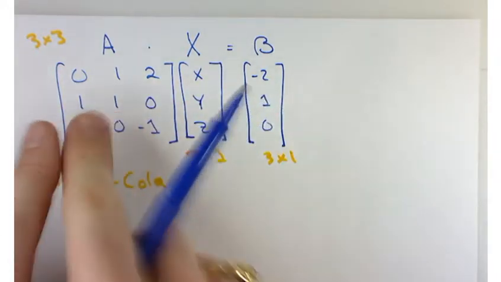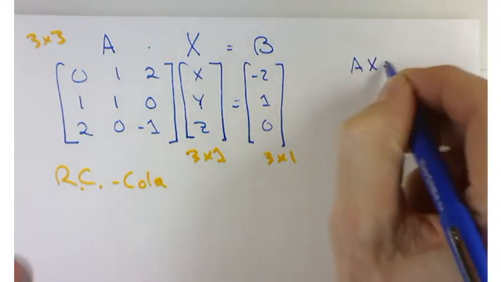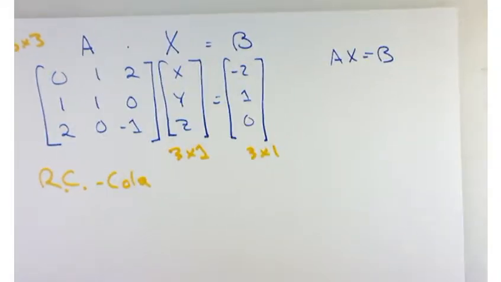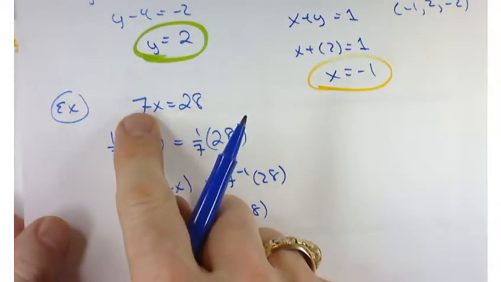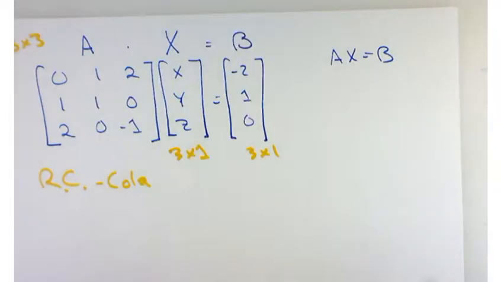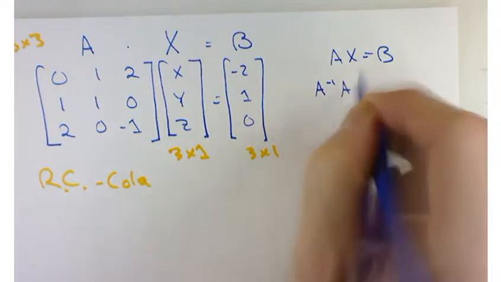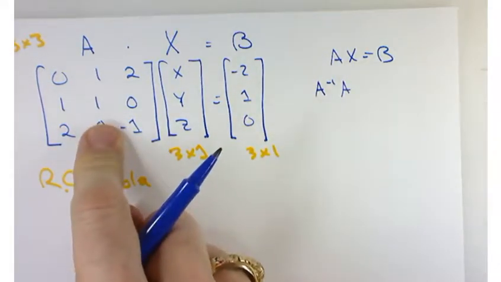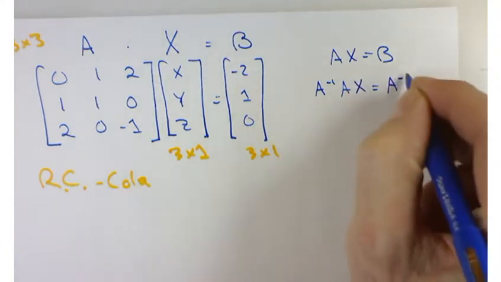So I'm writing my system of equations using matrices: AX equals B. And I want to get X by itself, just like a minute ago when I was trying to get x by itself in the simple little linear equation. What I do is multiply both sides by the reciprocal. A inverse, somehow if I can find whatever this inverse is, A inverse times AX is going to equal A inverse times B.